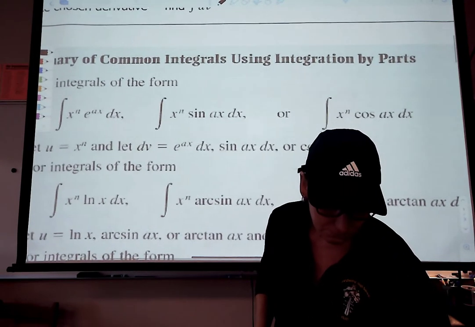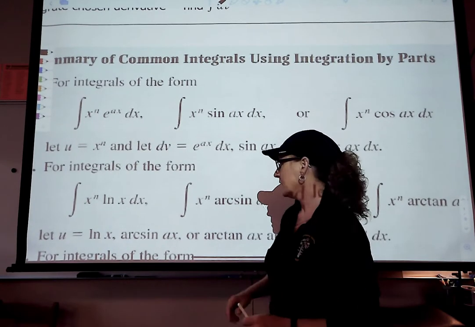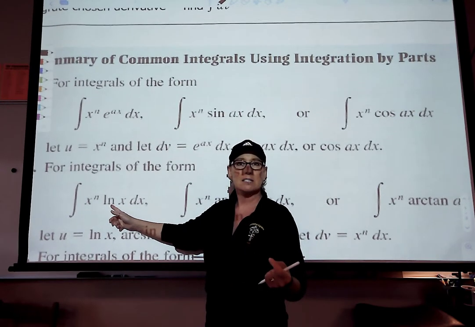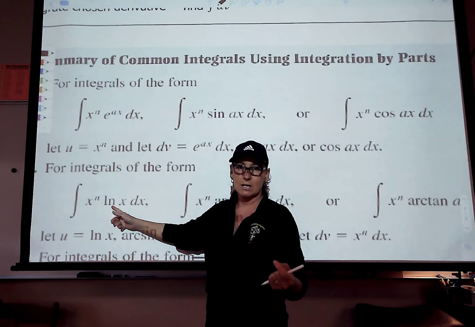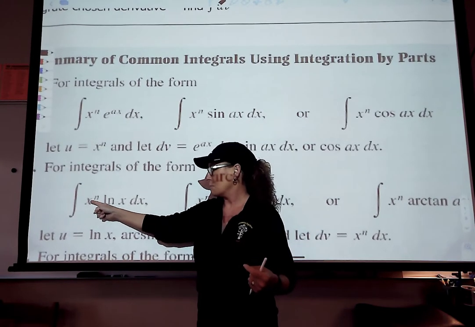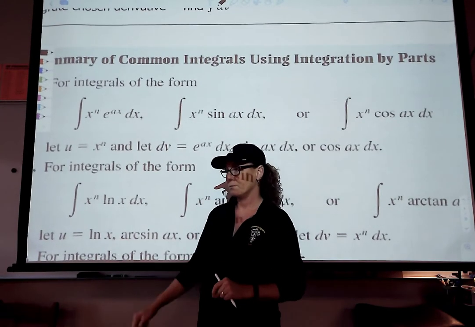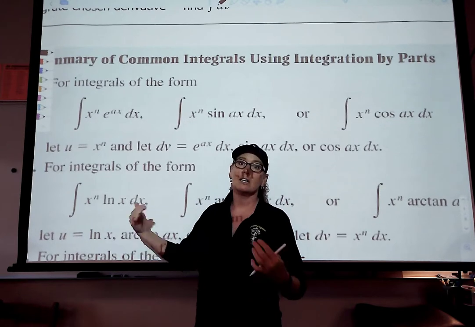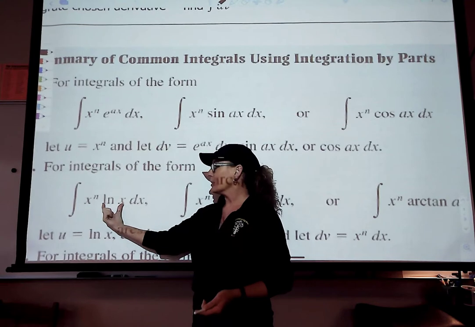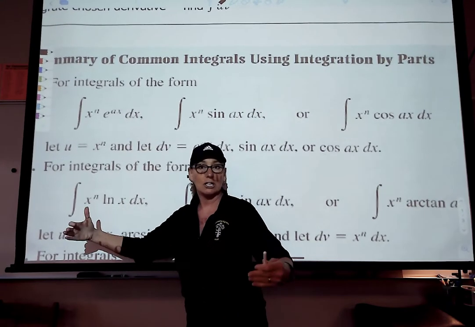However, if you have a variable to a power and another piece is a logarithm, the suggestion here is don't let this be your u, let your log be your u. Interesting, because when you do a derivative on it, it's going to turn into 1 over x. So basically it's saying let logarithms trump x to the power when you're picking a u.